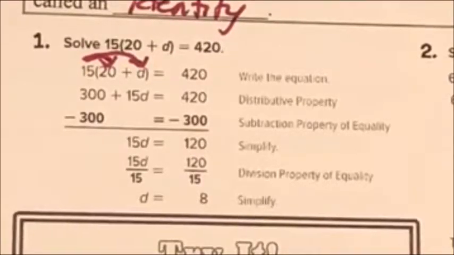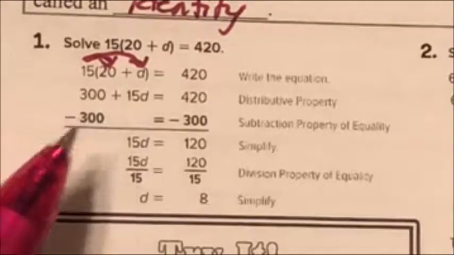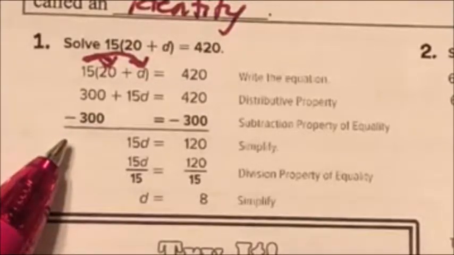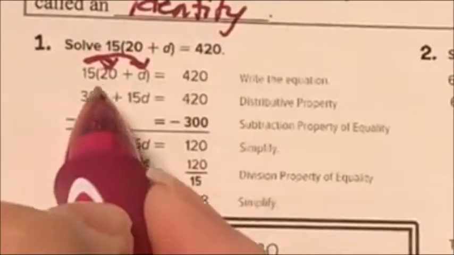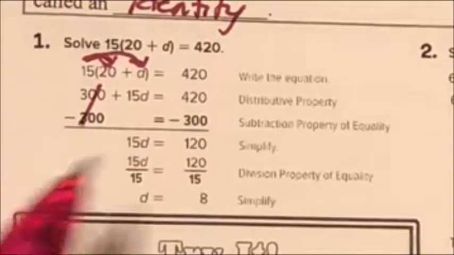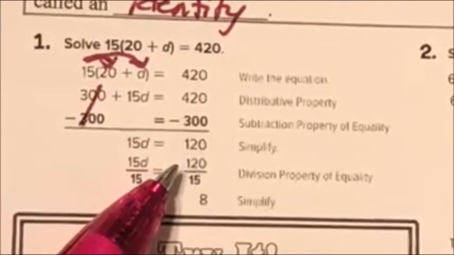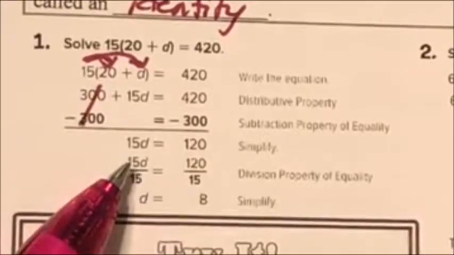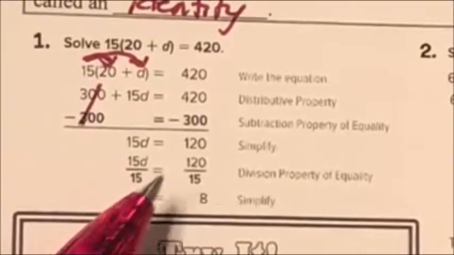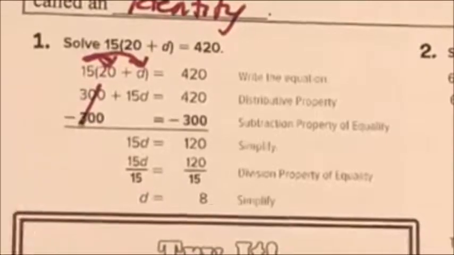Okay, this is solving a 2-step equation. Okay, so stuff we learned a couple lessons ago. I'm going to subtract 300 from both sides. 300 minus 300, this cancels. 420 minus 300 gives me 120. So I'm left with 15d equals 120. I divide both sides by 15. This cancels, becoming 1. I have d equals 8.